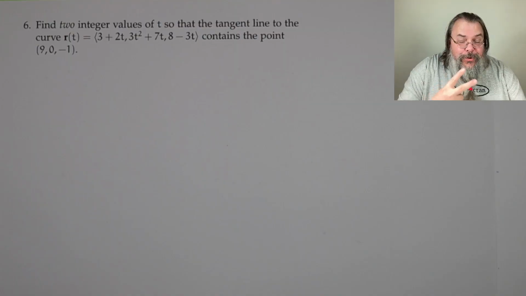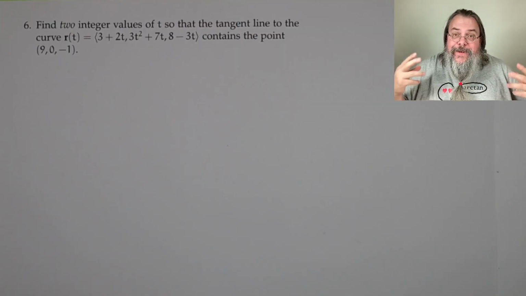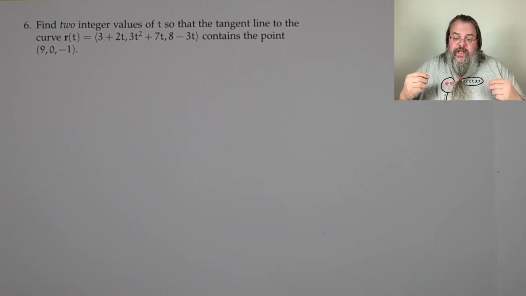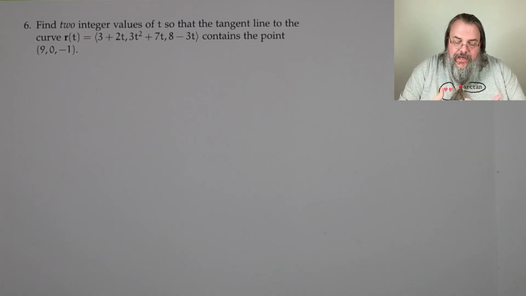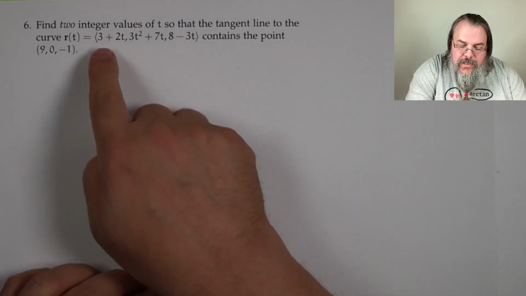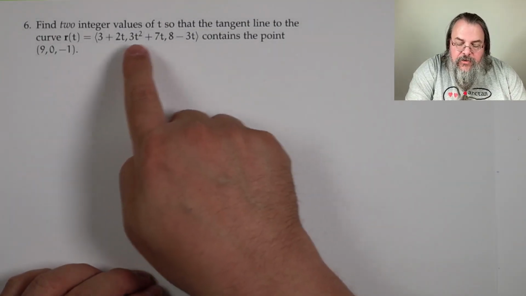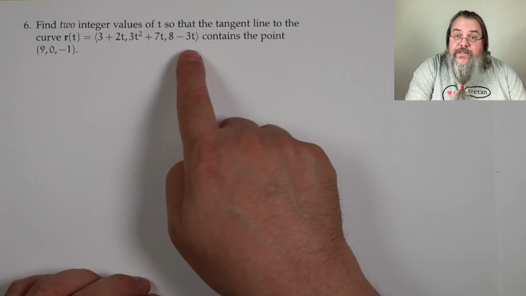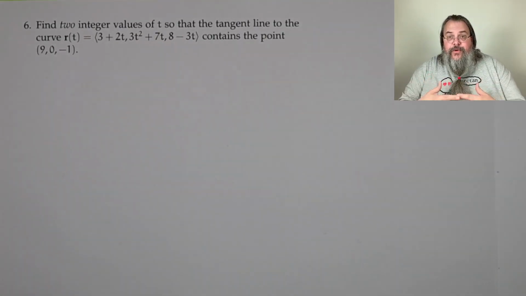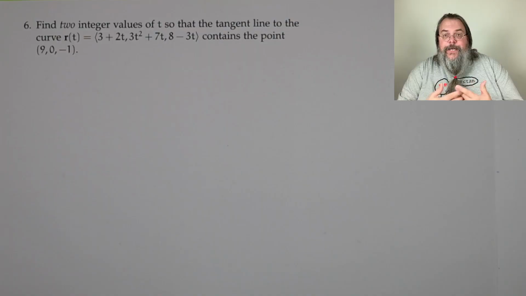Find two integer values of t so that the tangent line to the curve, and it's this curve, 3 plus 2t, 3t squared plus 7t, and 8 minus 3t, contains the point (9, 0, -1). All right.